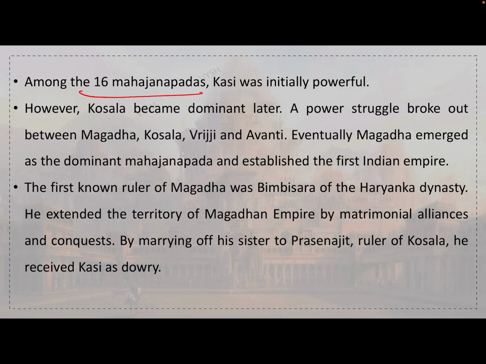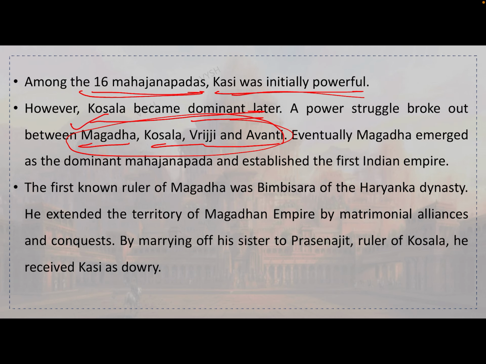Among the 16 Mahajanapadas, as we have read, Kasi was initially very powerful. However, Kosala became dominant later. A power struggle broke out between Magadha, Kosala, Vrijji and Avanti, between these four. Eventually, Magadha emerged as the dominant Mahajanapada and established the first Indian empire.